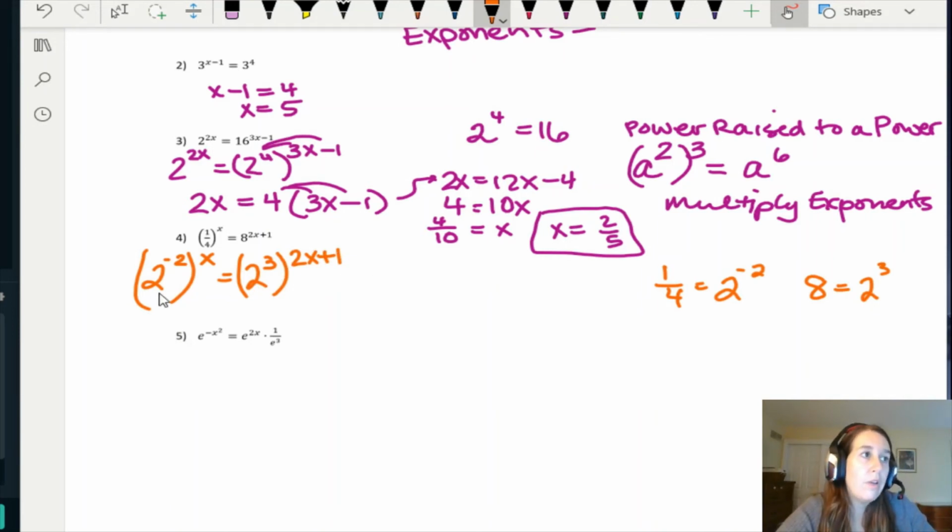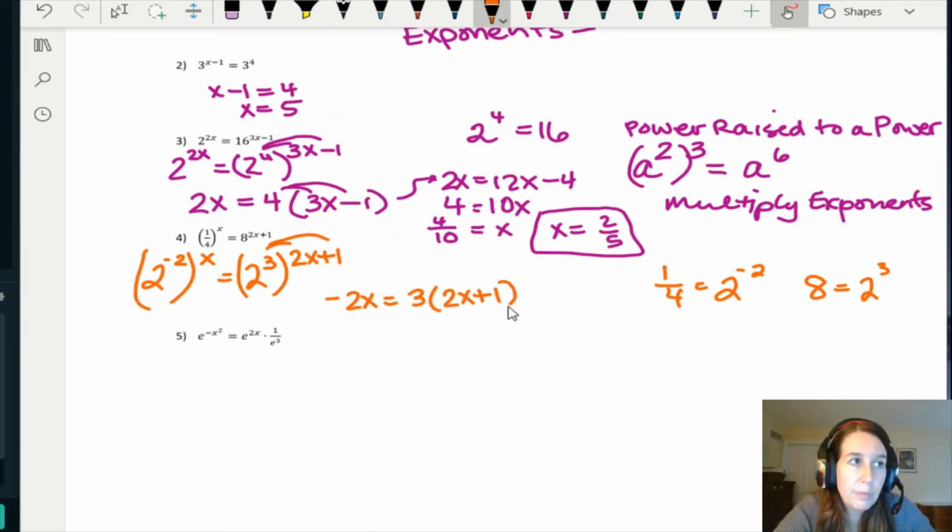Okay, so now that the bases are the same, we will solve the exponents. So set the exponents equal, so that would be negative 2x, and that's going to be equal to, remember, we're going to need to distribute, so 3 times 2x plus 1. Okay, so negative 2x is equal to 6x plus 3. And then let's move the x's over to the right again. So that would be add 2x, so 8x. And let's move the number over to the left, so minus 3. So x is equal to, divide by 8, negative 3/8.